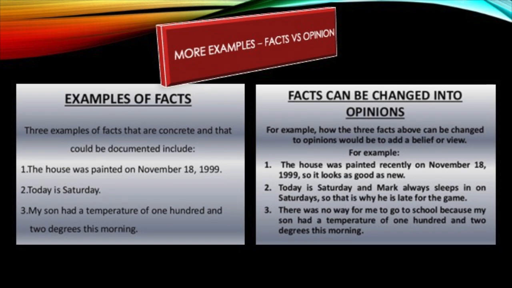Sentence 3 says, my son had a temperature of 102 degrees this morning. This is a fact, it presents a number, a temperature, a value. However, if somebody were to state an opinion in a similar way, they would say, there was no way for me to go to school because my son had a temperature of 102 degrees this morning. Here the opinion is that the author felt there was no other way because of a certain fact. So the reason is personal. It is an opinion.